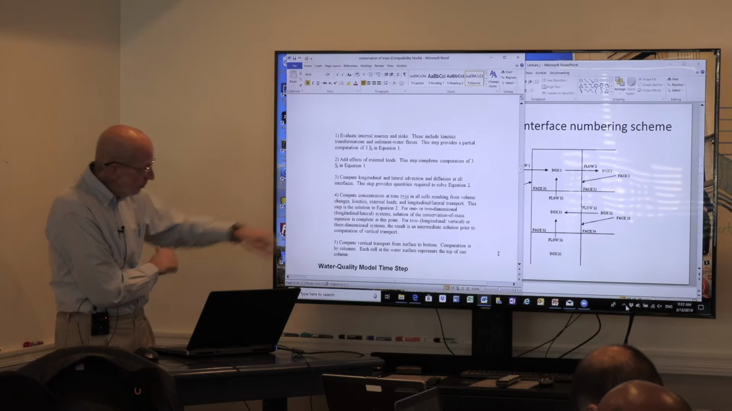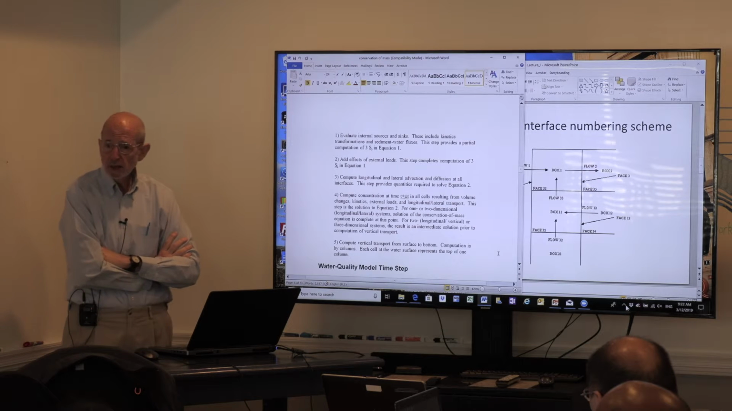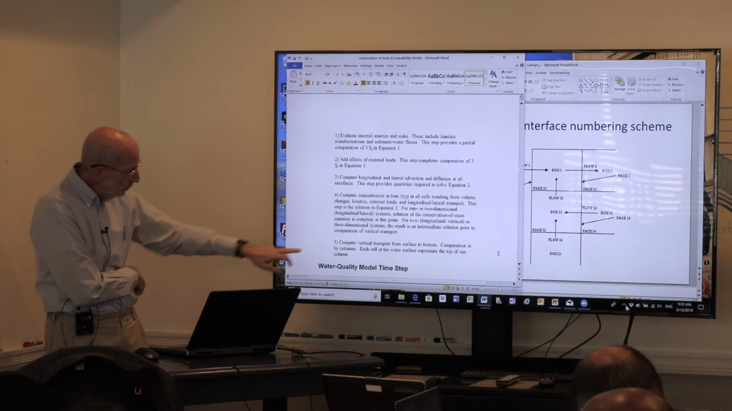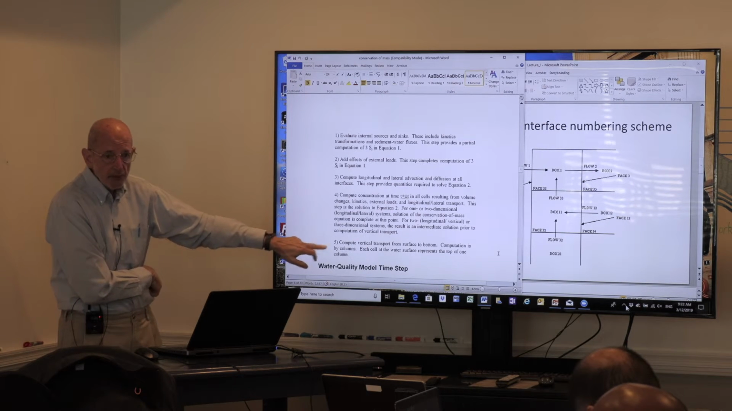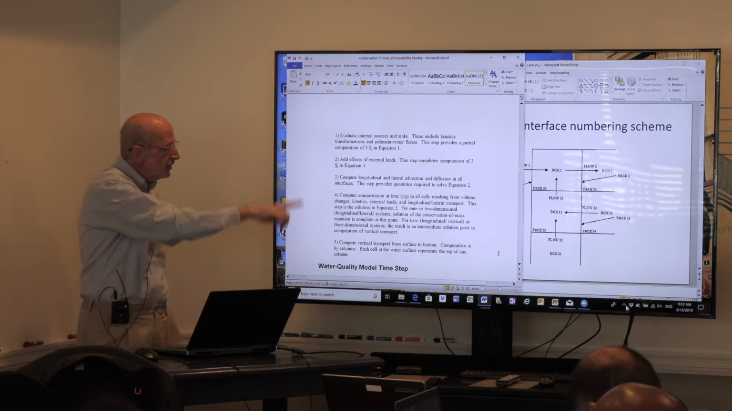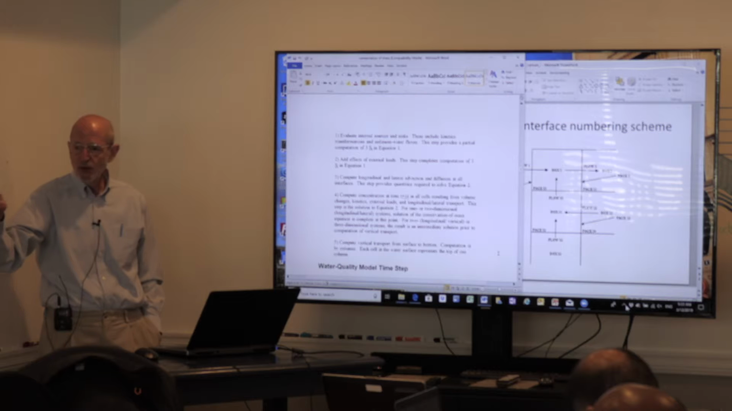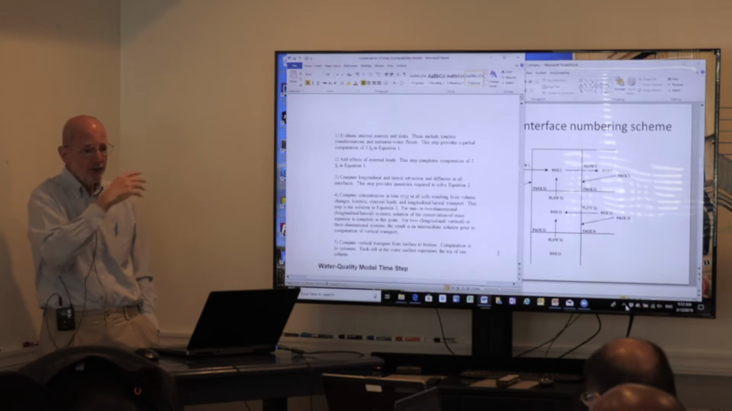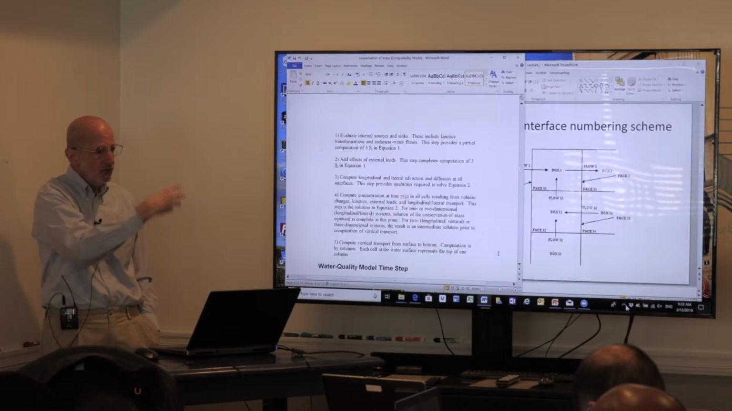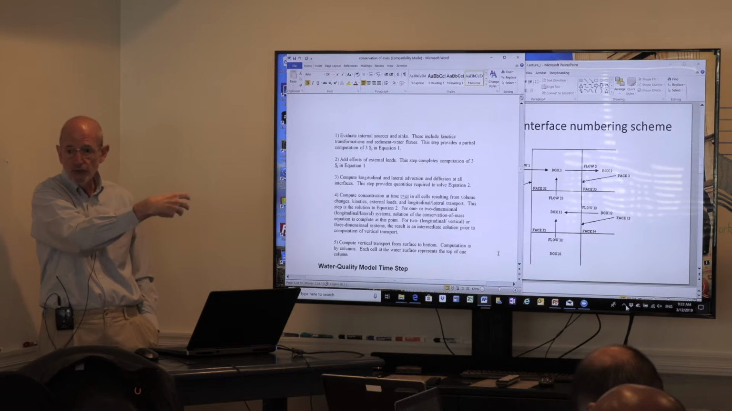We get an intermediate result, and then we do the vertical transport separately. And once you go through all of these 5 steps, you have advanced one time step, and you've projected from the present time step to the future time step.